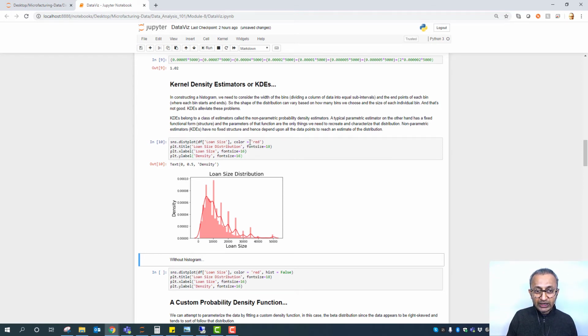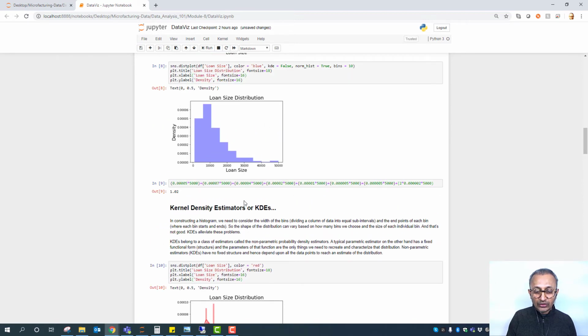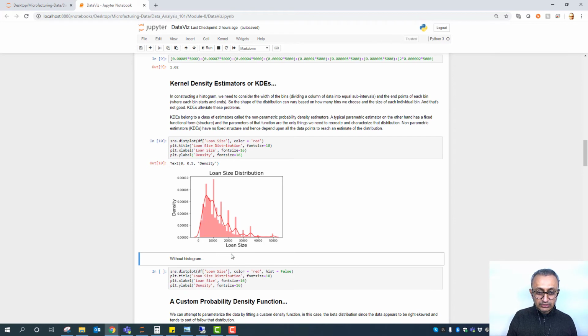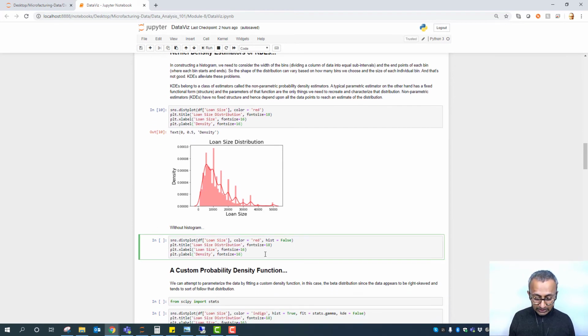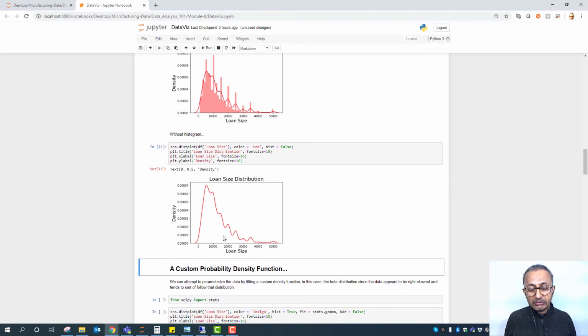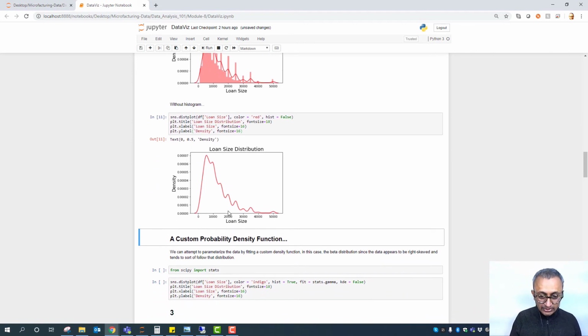But instead of KDE equals false, because here we said KDE equals false, we are going to remove that. So it's going to plot the density estimator. We can get rid of the histogram column, and just look at the distribution. So this tells us how the distribution looks, and it tells you that it is not a normal distribution, the Gaussian distribution. It has a long tail. Some of these features you can extract from this kind of information.